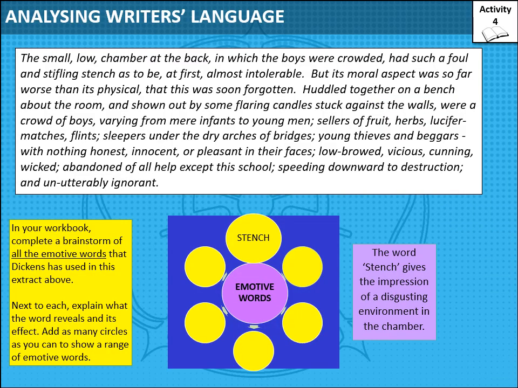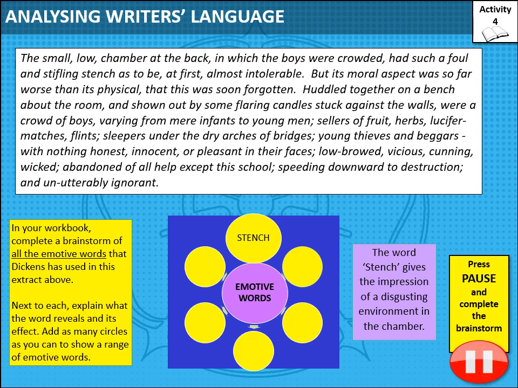For activity 4, you need to reread this description of the boys from Dickens' letter first. Once you have read this section again, complete a brainstorm of the emotive words that Dickens has used in the extract. Next to each word, explain what that word reveals and its effect. Add as many circles as you can to show a range of emotive words. Press pause to complete this activity and then press play when you're ready to move on.